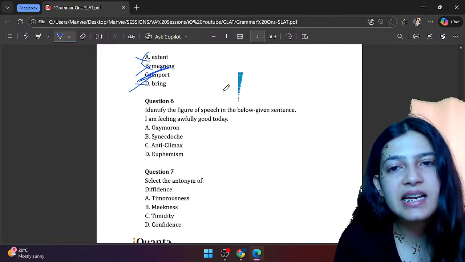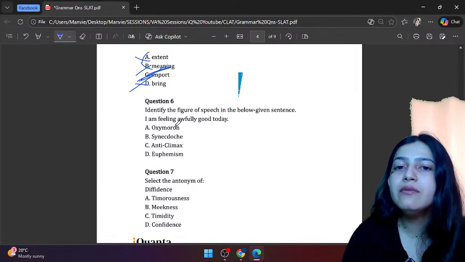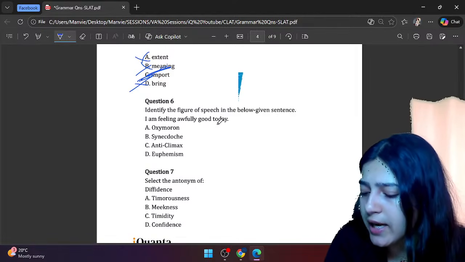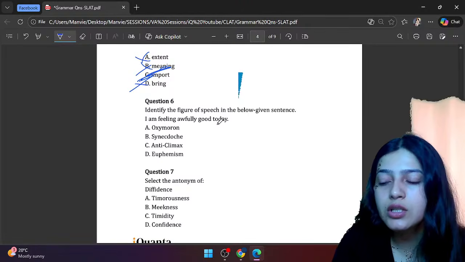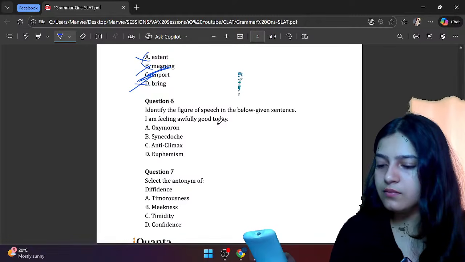Okay, question number 6. Question number 6 says, identify the figure of speech in the below given sentence. I am feeling awfully good today. So if you are, just one second.